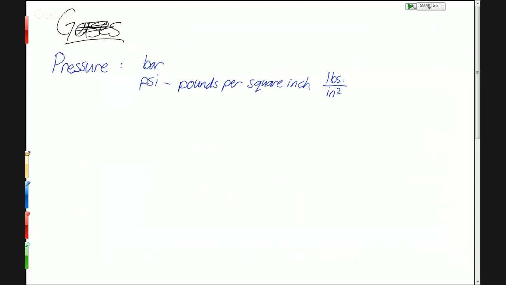Bar for kind of a, well, we'll get into what all these things mean, but PSI we use in things like tire pressure. Right, everybody check your tire pressure recently. Should you probably do that? Change in temperature and all that. You don't want to be driving around on low tires.